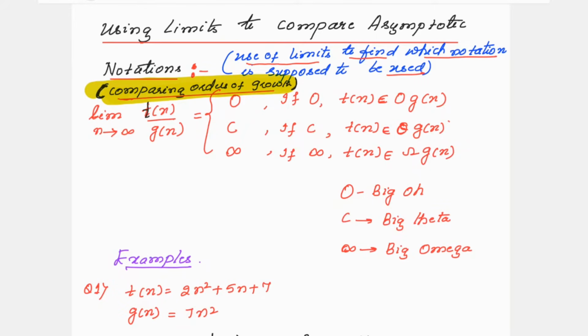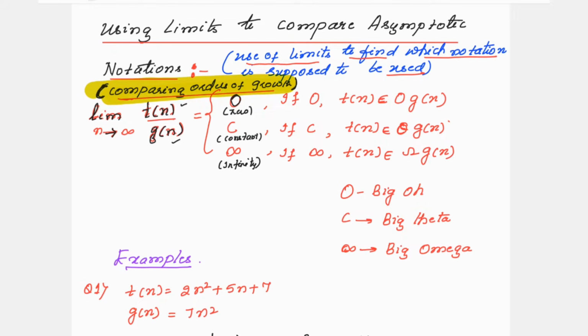See, T of n and g of n will be given in the question. Fine. And you are using the limit approach, and you have to write down limit n tends to infinity. Given values of T of n and g of n, you substitute. When you substitute, you will get one of these three values. You may get 0, or you may get a constant, or you may get infinity. These three possibilities are there.